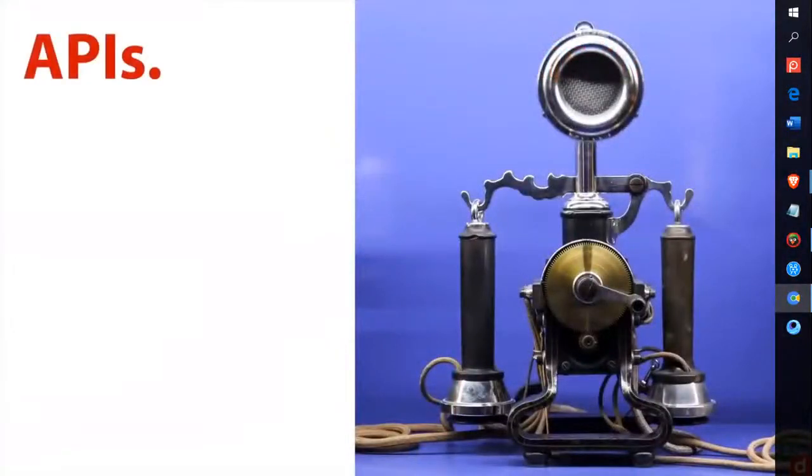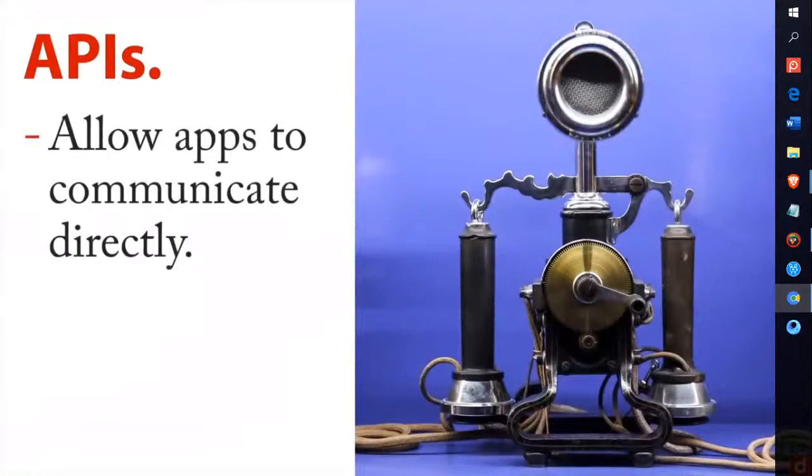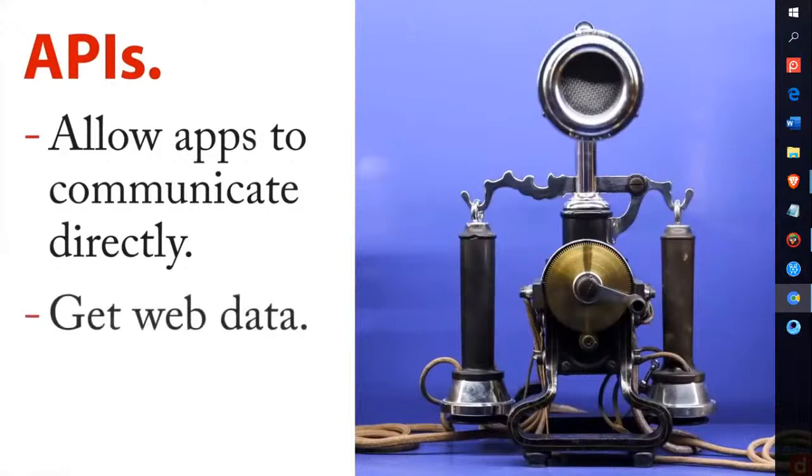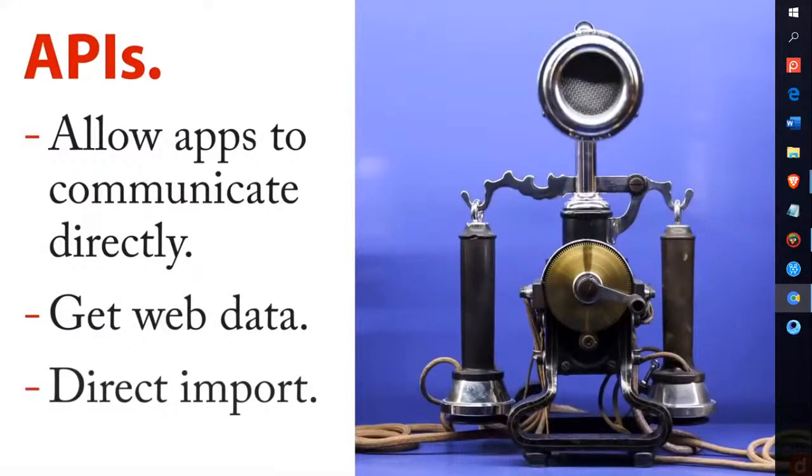Now that stands for Application Programming Interface. And this is something that allows various computer applications to communicate directly with each other. It's like phones for your computer programs. It's the most common way of getting web data, and the beautiful thing about it is it allows you to import that data directly into whatever program or application you're using to analyze the data.